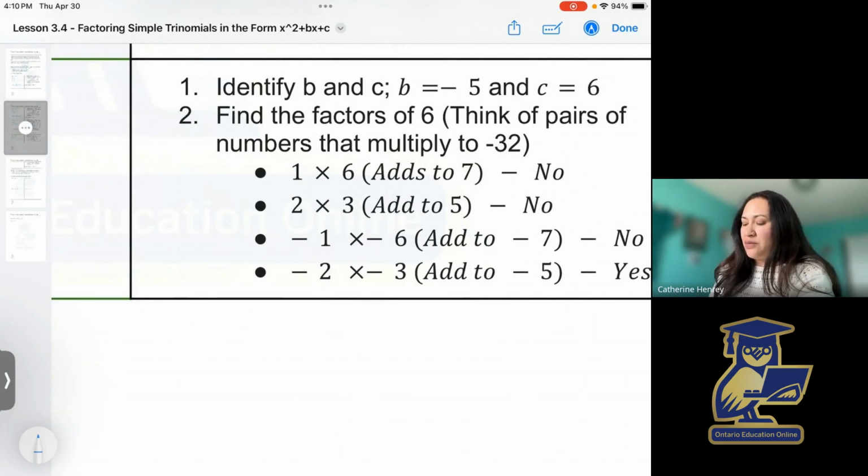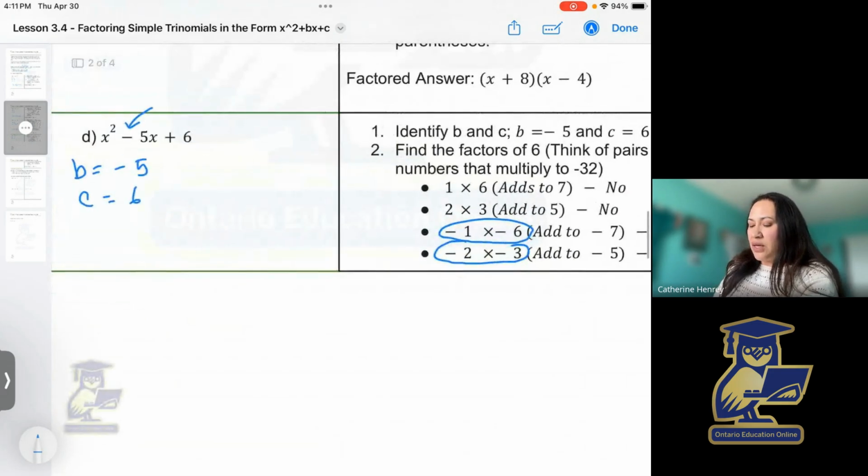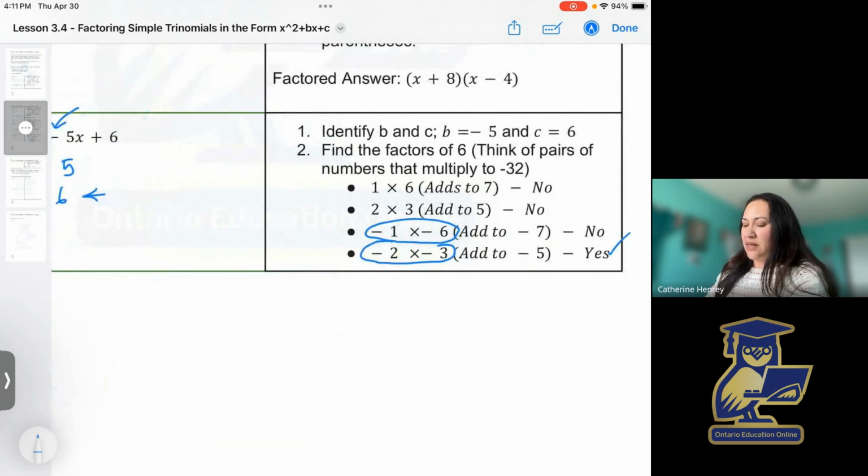So we have 1 times 6, and that'll give us positive 6, which is what c is. We have 2 times 3, which would also give us positive 6. But we can also multiply two numbers that are negative. So negative 1 times negative 6, or negative 2 times negative 3, because those pairs also give me a c of positive 6. But I want to see which ones add to negative 5, because that's my b. And it seems like it's the last one here.